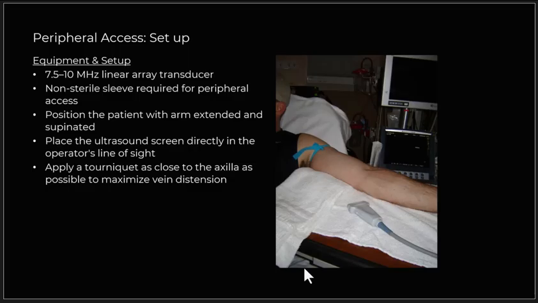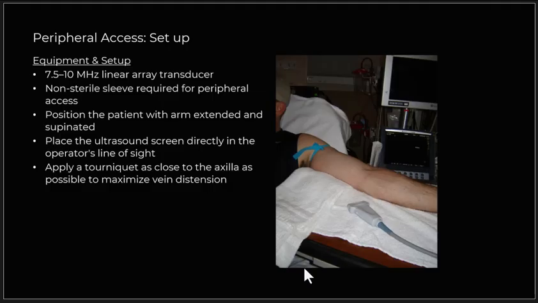So it's important to have the right setup. You want to make sure that you take time to grab a table, take the arm, and stretch it out on that table, and have your ultrasound in your field of view. You're still going to be using that 7.5 to 10 megahertz linear array transducer. Unlike a central line, you're not really required to have a sterile sleeve, but you still want a sleeve cover over the ultrasound. So a non-sterile sleeve cover is perfectly appropriate. Position the arm extended. Make sure you're using a tourniquet to make that blood vessel even bigger and easier to identify and cannulate. And place that ultrasound right in your line of sight.